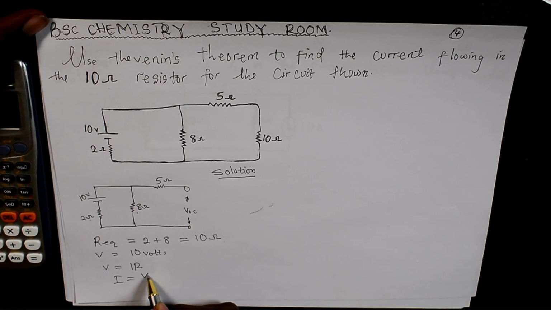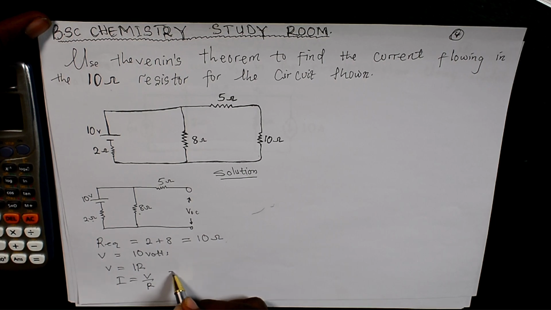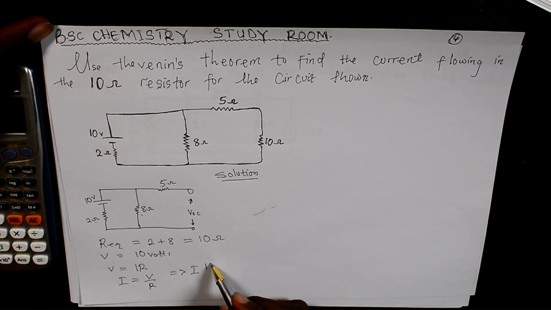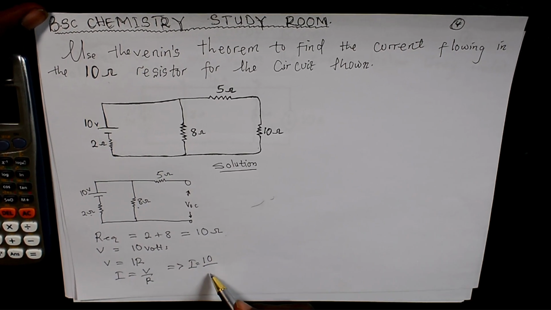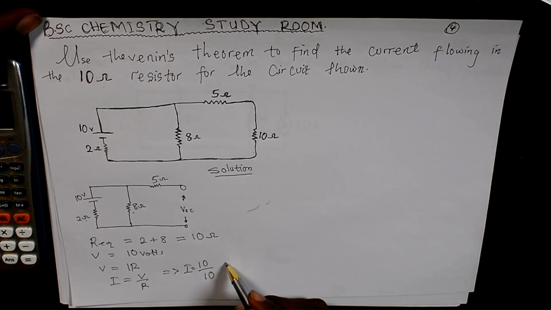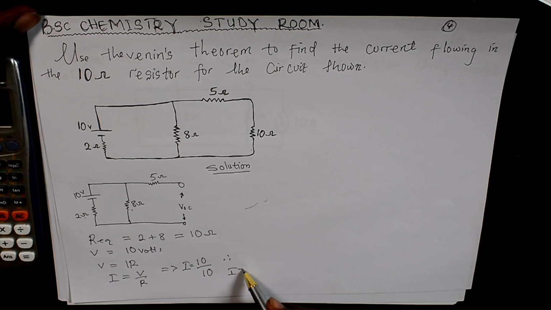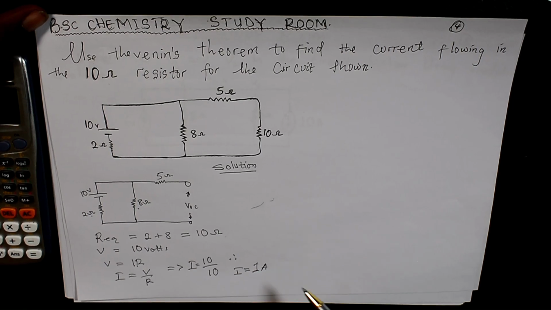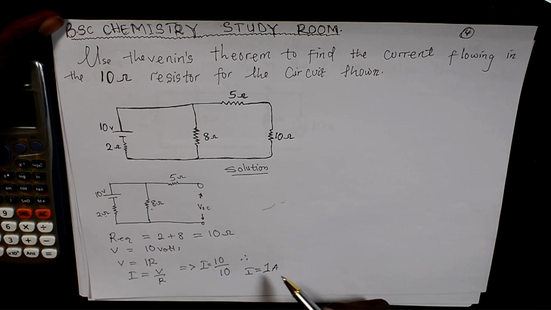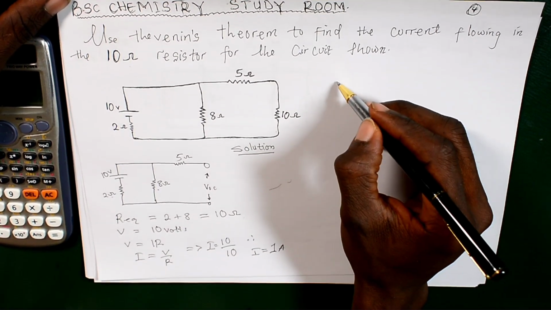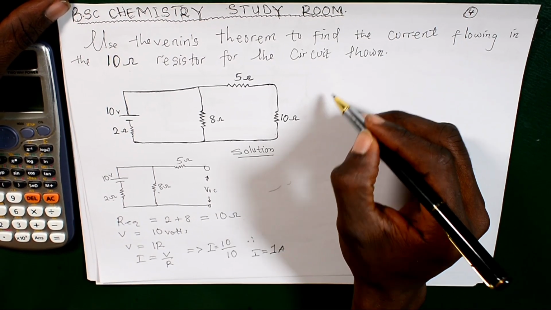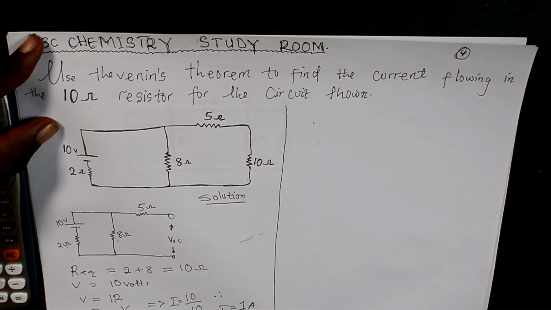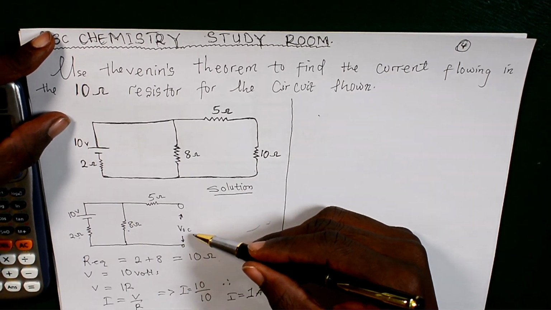I is equal to V all over R. This implies that I is equal to 10 volts all over our equivalent resistance, 10. Therefore, I is equal to 1 ampere. So now, after finding this current, we find VOC.